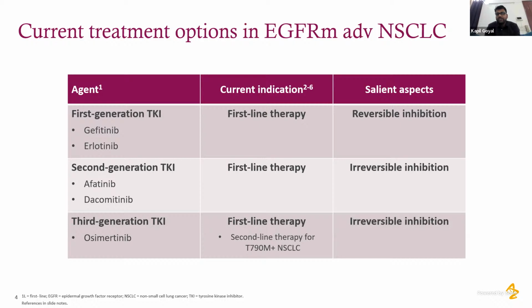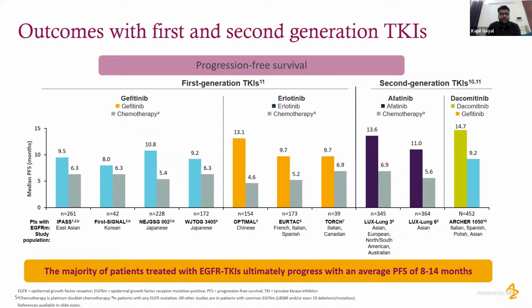It also works by causing irreversible inhibition of the EGFR target. If we look at the outcome with first and second generation TKIs, starting with the gefitinib and erlotinib data: for gefitinib we have the IPASS trial, First-SIGNAL trial, NEJ002 trial, and WJTOG3405 trial. If we compare all of them, these trials had a progression-free survival of 5 to 6 months in the control arm, and with the inclusion of gefitinib, the median PFS increased to 9 to 10 months, which was significant.